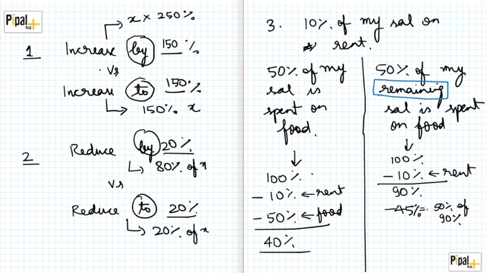So that's the amount now getting spent on food instead of the previous 50% of the overall salary getting spent on food, right? This is a very important word to look out for in problems on percentages. So the amount I'm now left with is 45%, right? And not 40%.